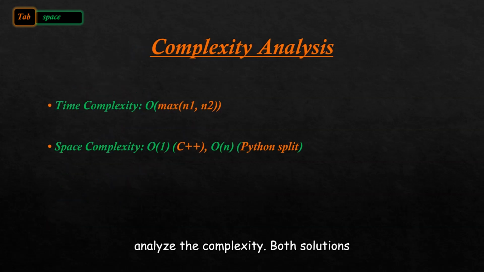Let's analyze the complexity. Both solutions scan through each character of the version strings at most once, so the time complexity is linear in the length of the strings, or big O of max of n1 and n2. In terms of space, the Python approach requires extra space because of the split lists. The C++ optimized approach, however, does the parsing on the fly, so it only uses constant extra space.